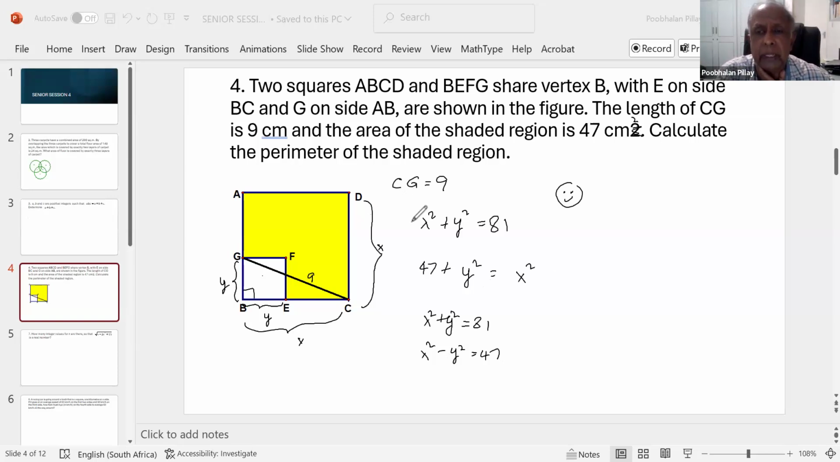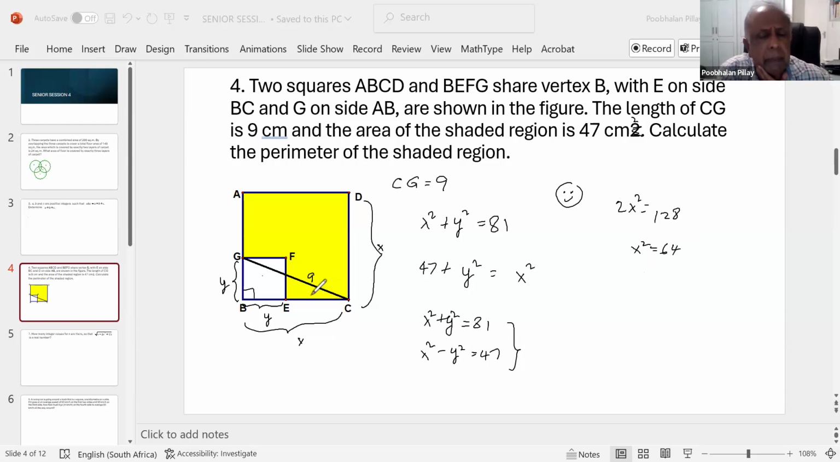So now the question is to find the perimeter of the shaded region. Okay, this perimeter here, the entire that plus that plus that plus that plus that plus that. Okay, so we need to work out the two unknowns, x and y, and we already have them here. Because now you've got two equations, the two unknowns. When you add them, you get 2x squared. The y squareds cancel, 81 plus 47 is 128. So x squared is 64, if you divide by 2.